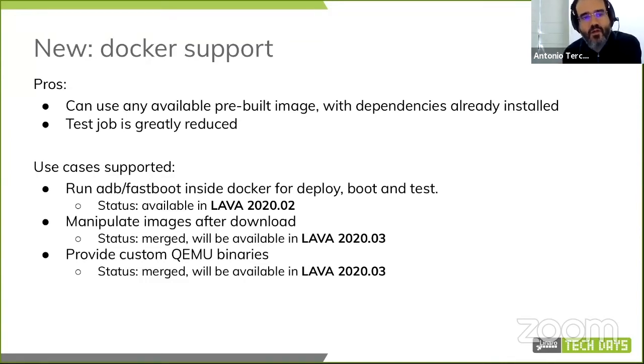So you can run ADB and fastboot inside Docker for deploy, boot, and test, because you want to run custom ADB and fastboot binaries, because you want to run the very latest Android development kit, or for any other reason. And that's available since Lava 2020.02, which was the latest release of Lava. You can manipulate images after download, which is what LKFT does today. We have examples of all of them later.